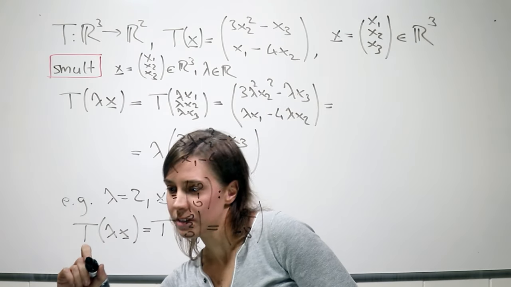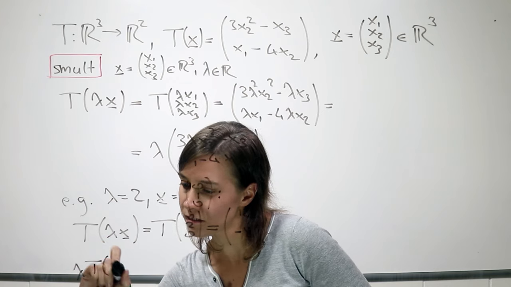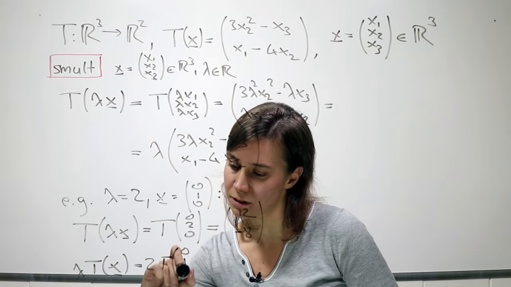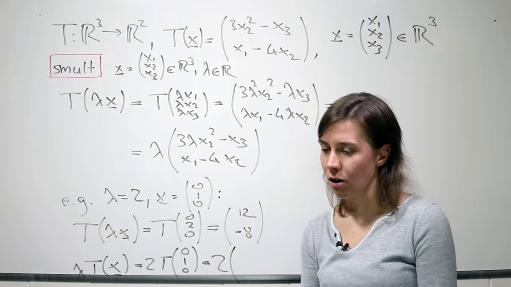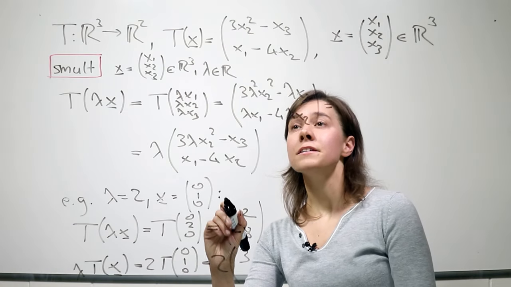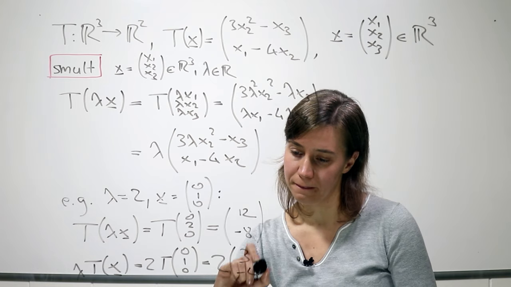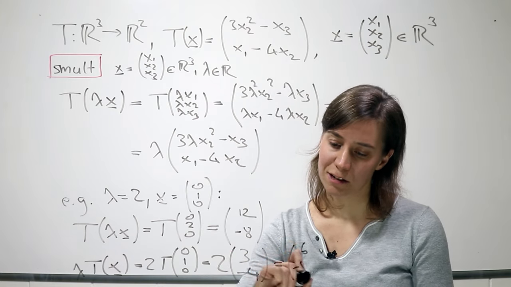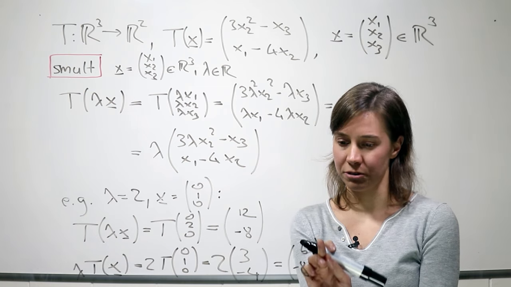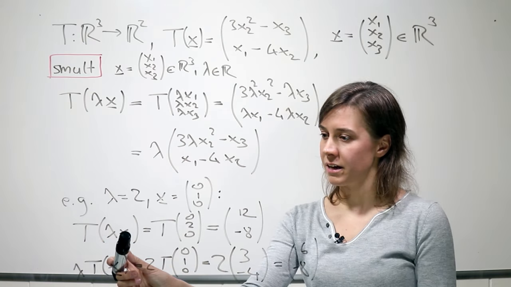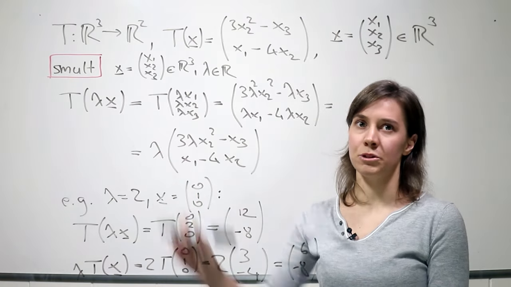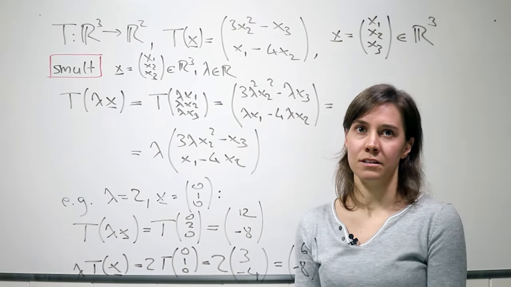So lambda times T of x is 2 times T of 0, 1, 0, which is 2 times 3 and minus 4. So this is 6 and minus 8. And we see that these two are not equal. Exactly, because in the first component, we run into a problem. We've got different numbers there. So this shows us that T of lambda x is not equal to lambda times T of x, which means that we've got a counterexample to the scalar multiplication condition, and that shows us that this map is not linear.